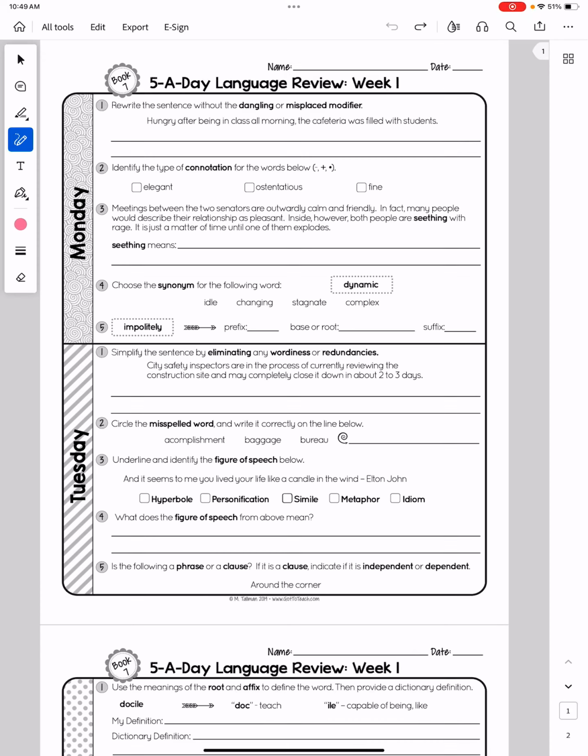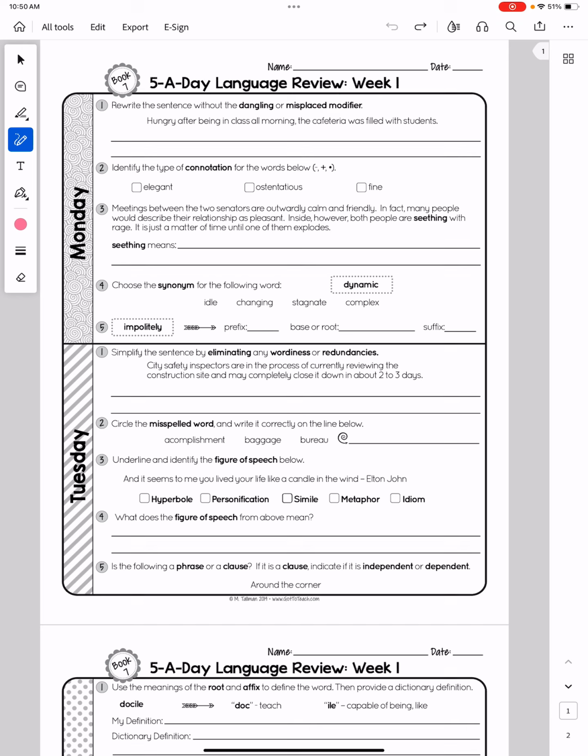5-a-day language review, week 1. Is it a dangling or misplaced modifier? We'll learn this week in class. This is a misplaced modifier. A modifier is a word or phrase that gives more information to a sentence.